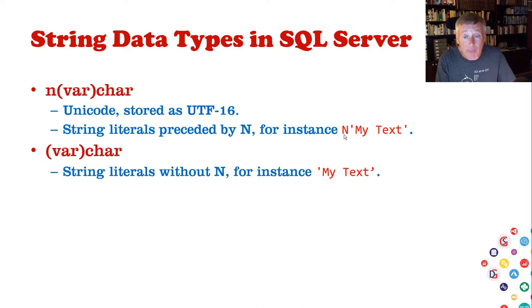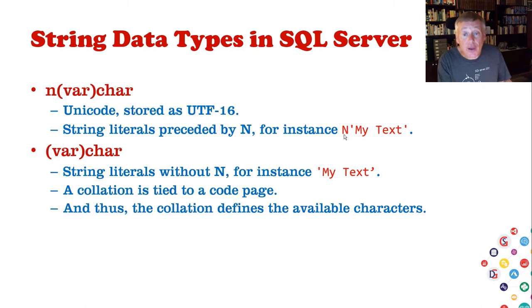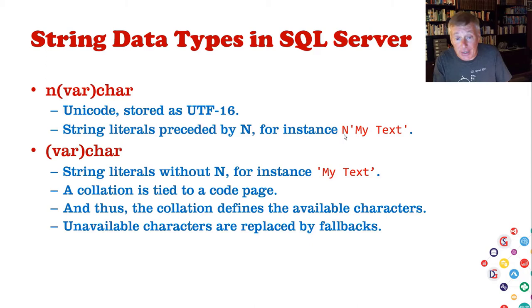So these, as string literals, there is no N, then they are varchar and char. And they always have a limited character set because the collation is tied to a code page. Each collation, that's part of the collation definition, has a code page. And the code page defines which characters are available. So if we try to put a character into a varchar which is not in that restricted set of characters, well, then we will get a fallback, and you will see an example of this just in a few seconds.